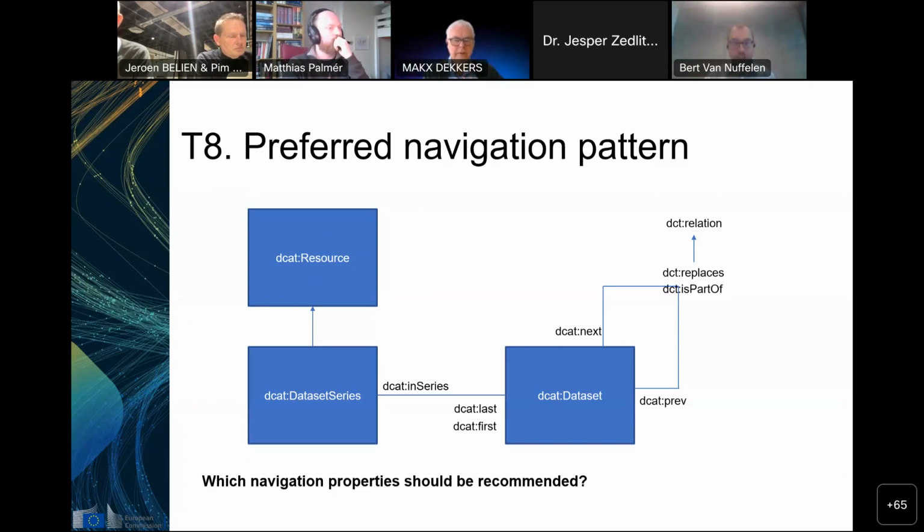As already mentioned early on, a dataset series can point to a dataset by indicating you are the last in the collection or you're the first in the collection, but it is the dataset itself that declares with the property in series I'm part of the series. So this is the other way around. So the question is, what should we recommend to use in these many possible cases? And what are the expectations? Like one of the earlier questions in the webinar was, should it be ordered? Is it an expectation that the collection is ordered?